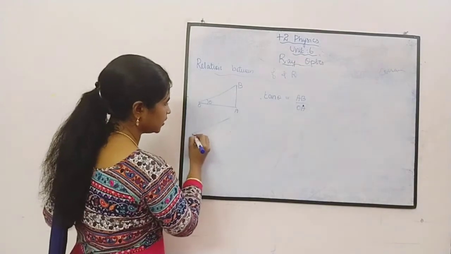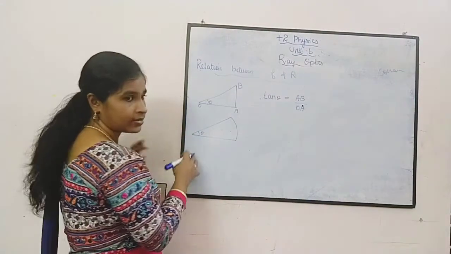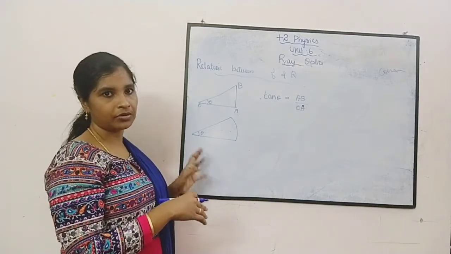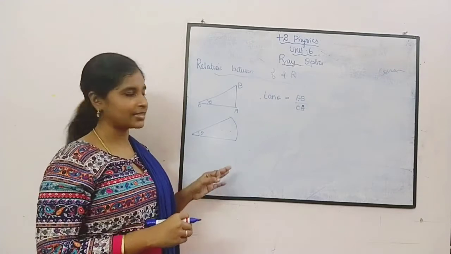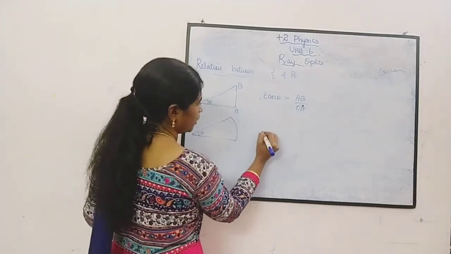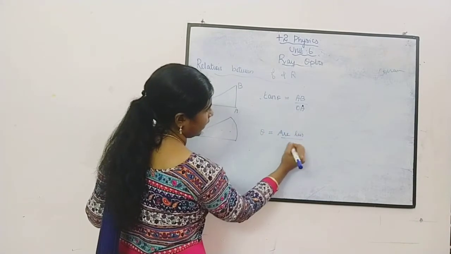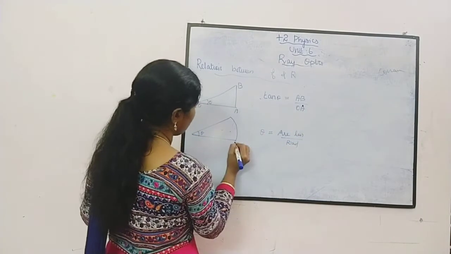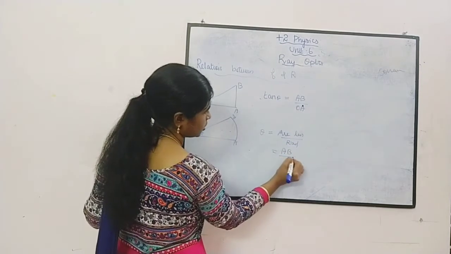Suppose you consider this one like this, an arc. You might have studied plane angle in the first unit of 11th standard. What is plane angle? It is nothing but theta is equal to arc length by radius. So here the arc length we are writing as AB and the radius is OA.